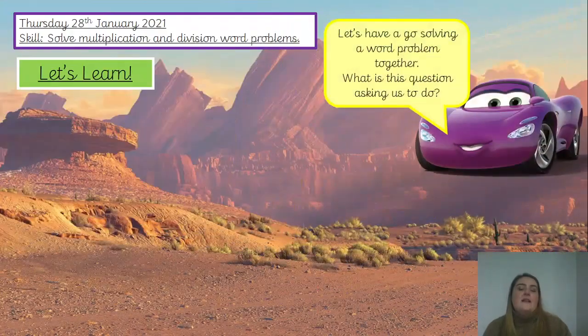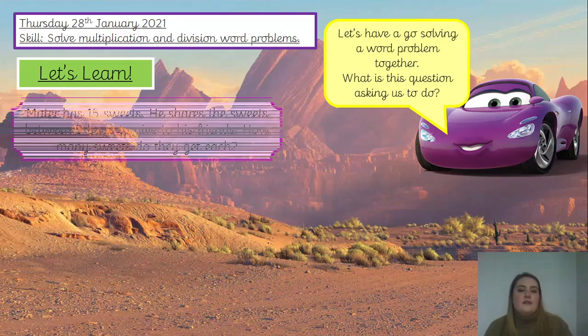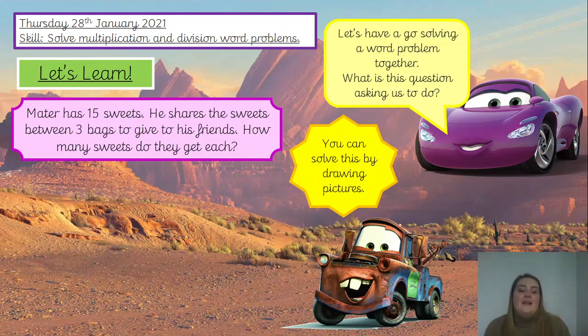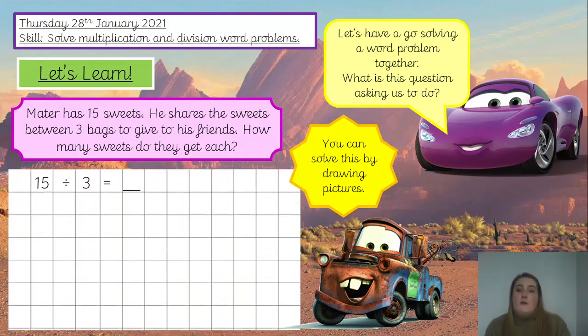Okay. Let's then have a look at an example of a word problem. Okay, and we're going to have a go solving this word problem together. So I'm going to read the problem to you now. Mater has 15 sweets. He shares the sweets between 3 bags to give to his friends. How many sweets do they each get? So here is Mater, and he said you can solve this by drawing pictures. So just as you did when we were looking at multiplication word problems, you could solve this by drawing a picture. So we've got our number sentence, 15 divided by 3, so we've got 15 sweets in total, and we're dividing them between 3 bags.